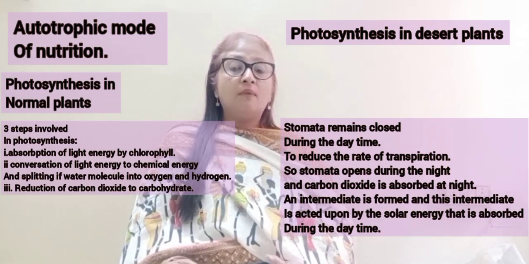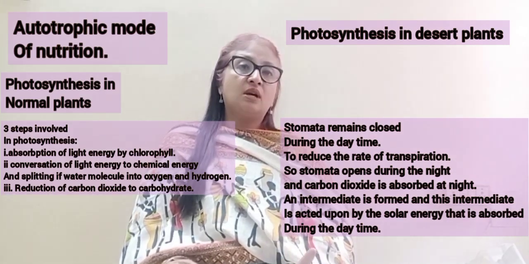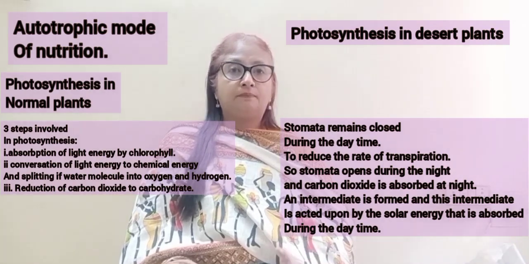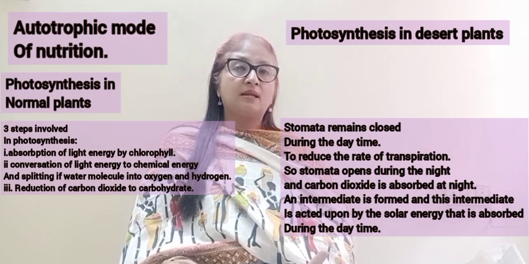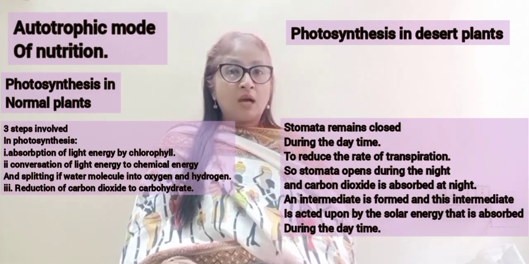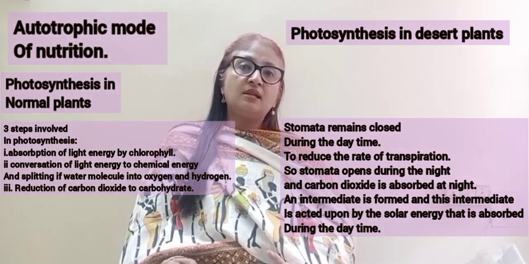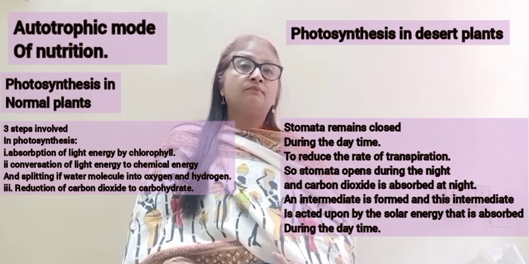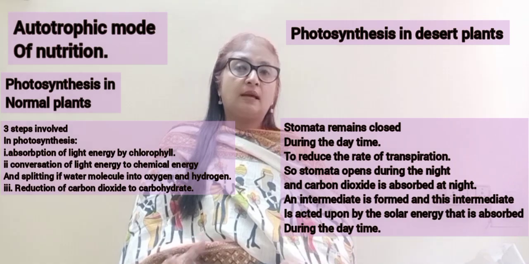Once it is absorbed, an intermediate is formed, and this intermediate is acted upon by the energy that was captured during the daytime. So that is how photosynthesis happens in desert plants. Once again I repeat, carbon dioxide is taken in during the night, intermediate is formed, and this intermediate is acted upon by the energy that was captured during the daytime.